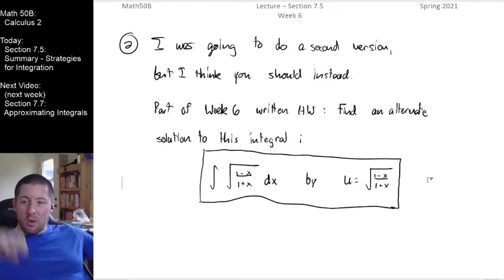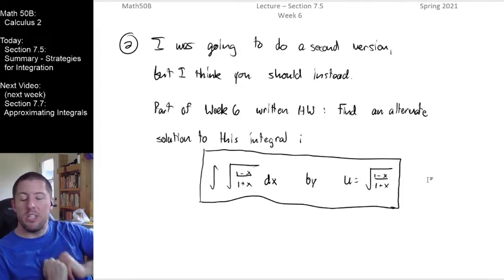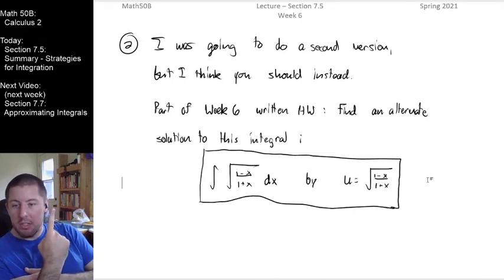So next week, we're going to do 2 interesting things. We're going to hit 7.7 and 7.8, which is going to give us approximating integrals. So this is saying, if we have an integral that we can't do, or that we want to come up with a numerical approximation for, how should we approximate the value of that definite integral?